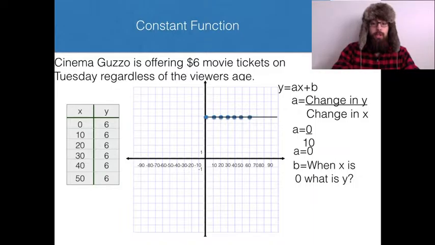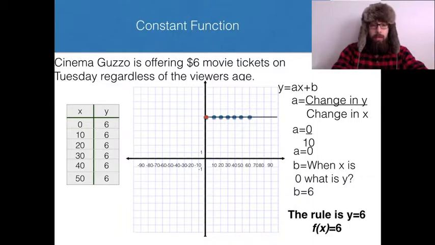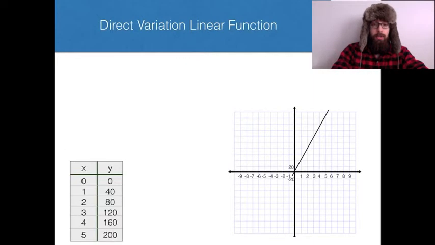Now we still have to look for b. So when x is 0, what's y? Well, if we look on our graph, when we have 0 on the x-axis, we have, boom, 6 on the y. So b is going to be equal to 6. So for us, a constant function, in this case, our rule is going to just be y is equal to 6 or a function of x is equal to 6. That's it. Constant functions always look like this. The y will always be the same number, and that's it. If it's the same number, you know you have a constant function. Okay, we're going to go on to the next one.